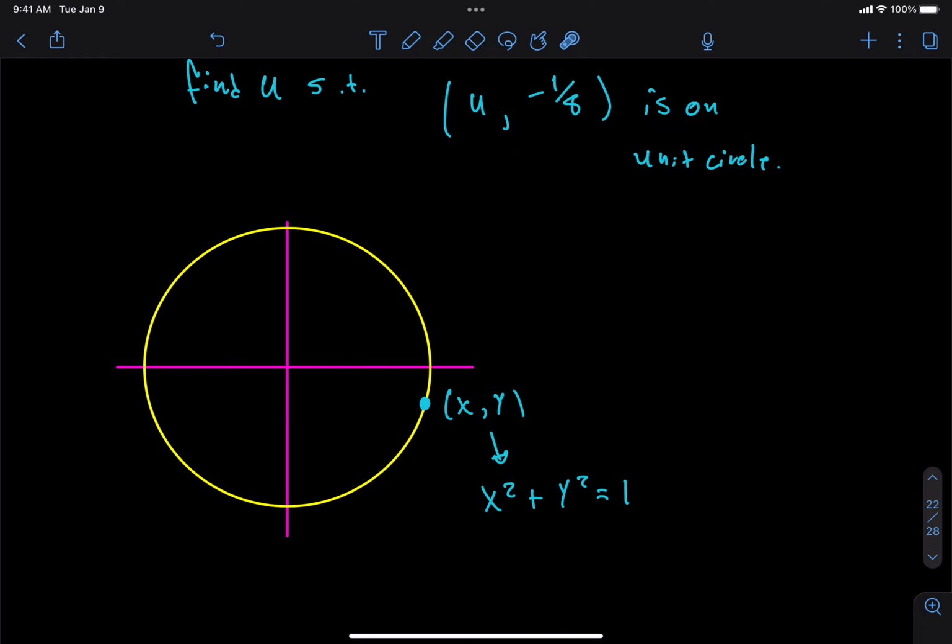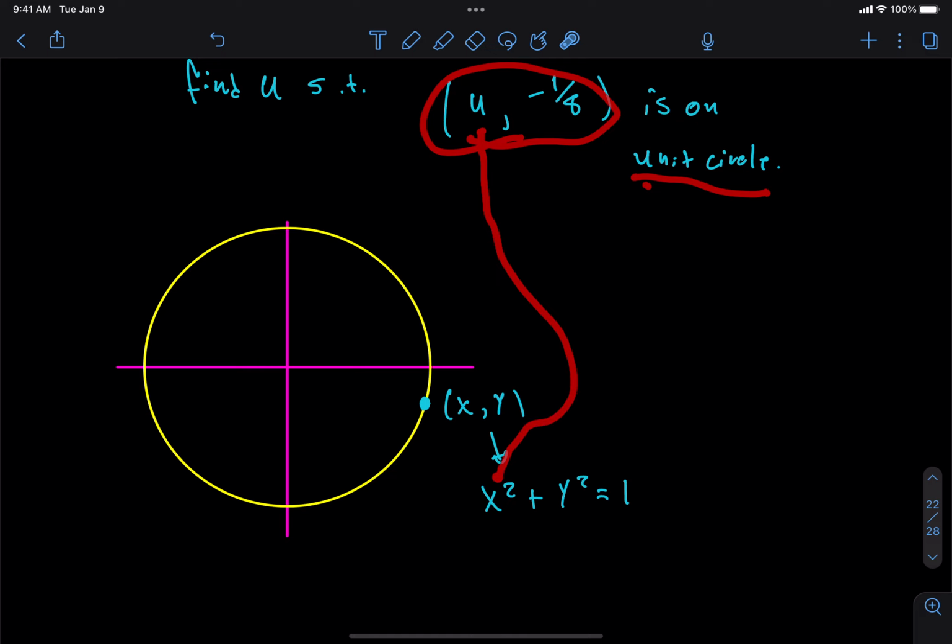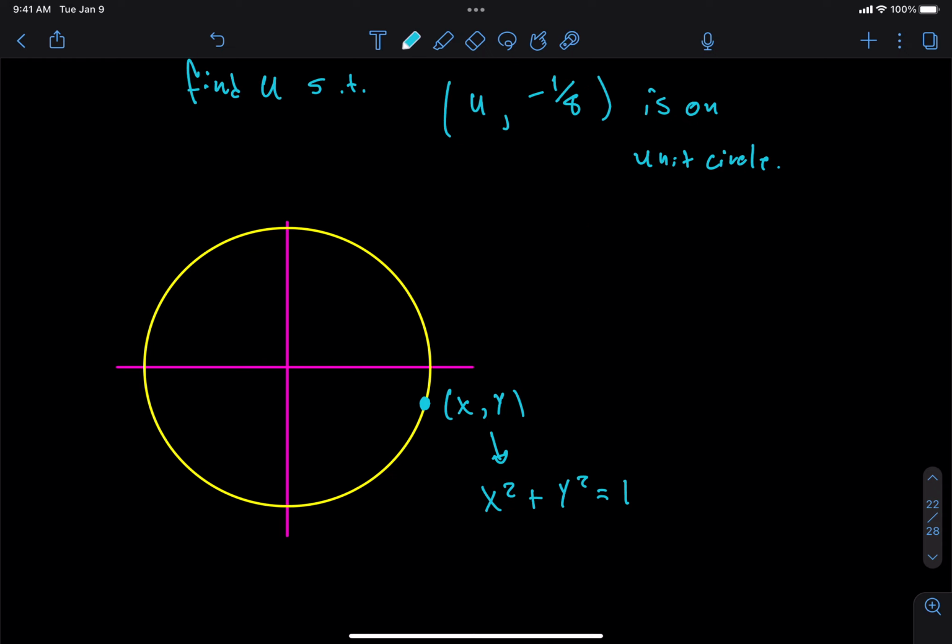Yeah, this is supposed to be a point on the unit circle. If it is a point on the unit circle, then we can plug the x value in here, and we can plug the y value in here, and it should be equal to 1. So I'm going to do that now. So what do we get?